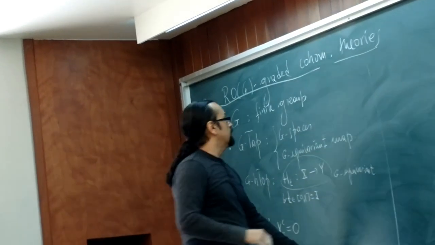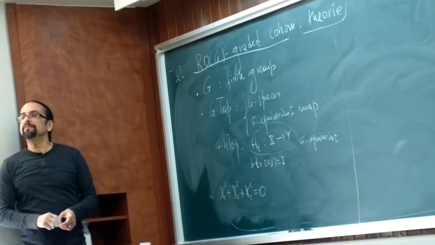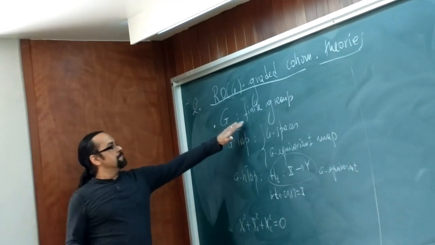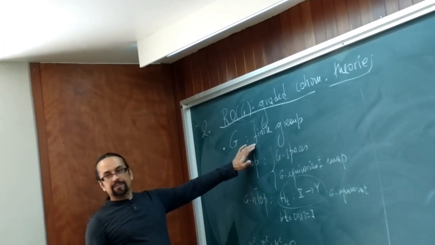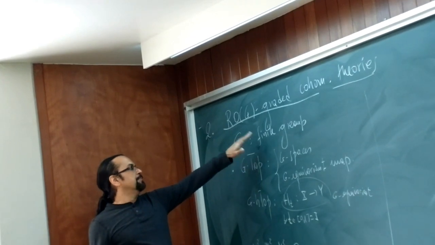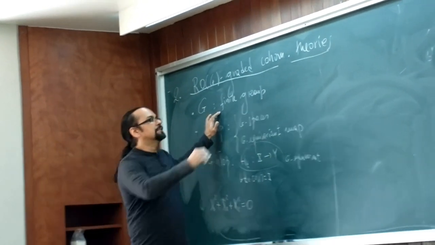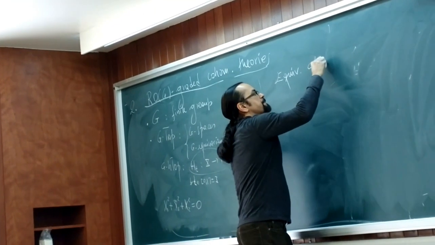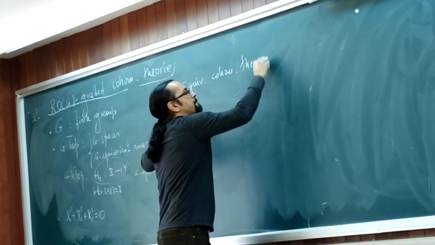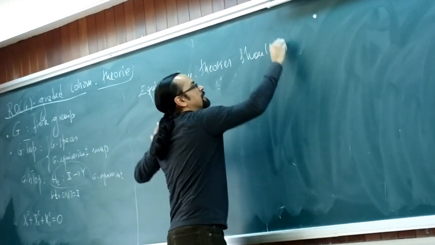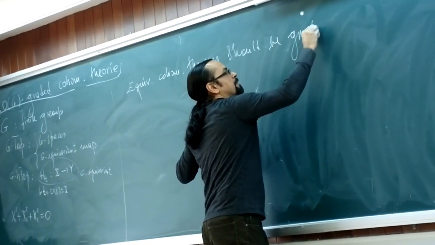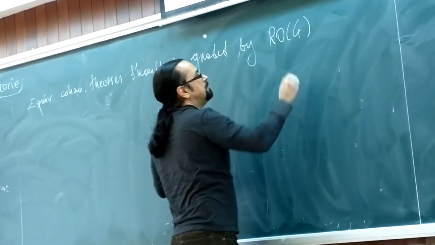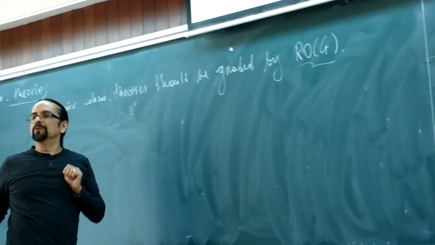So you understand that. Now, in 1970, at the International Congress of Mathematicians, Graeme Segal made a statement that was carried through several years later by many people, Peter May, his school, and others: that equivariant cohomology theories should be graded by the representation ring, or orthogonal representation ring, the ring of orthogonal representations of your group.